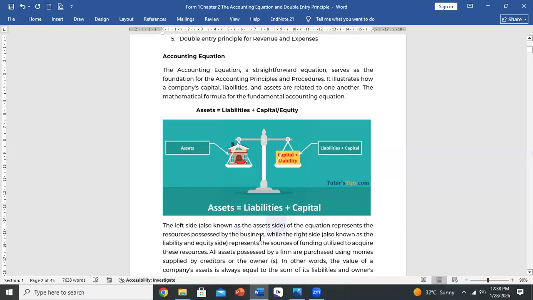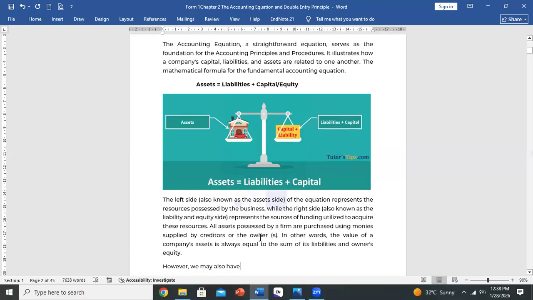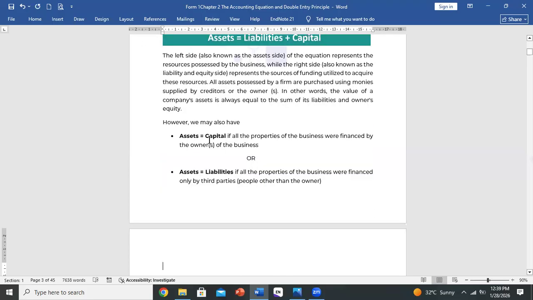So in events where you see some companies, all the resources they have came from the owners. They didn't borrow from anybody, all of them were coming from the owners. In that case, we have the equation to be assets equals capital. It means that all the resources were provided by the owners.